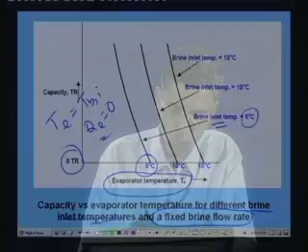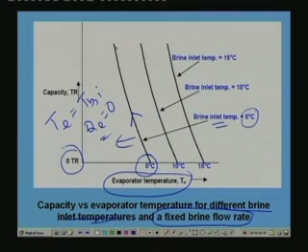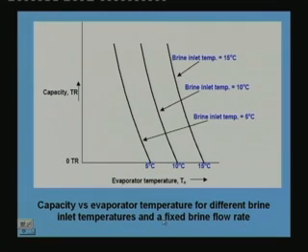Okay. And what happens when the evaporator temperature reduces for a given brine inlet temperature? Obviously, as the evaporator temperature reduces for a given brine inlet temperature, your temperature difference between the brine and evaporator increases. So, the capacity increases. Okay. So, that is what is shown here. So, as you move in this direction, capacity increases as the evaporator temperature reduces for a given brine inlet temperature. Similarly, at a given evaporator temperature, as the brine inlet temperature increases, the temperature difference between brine and refrigerant increases, so capacity increases. Okay. So, these you can easily observe from these curves.